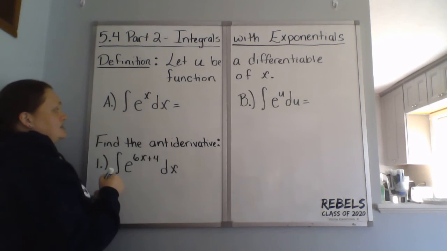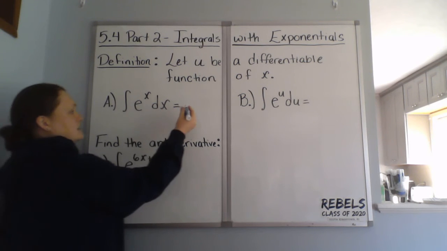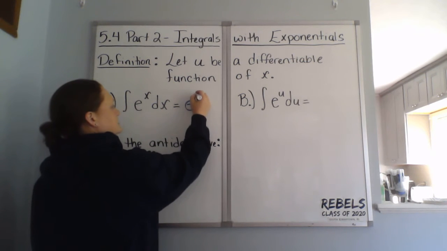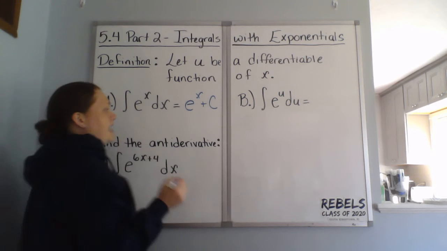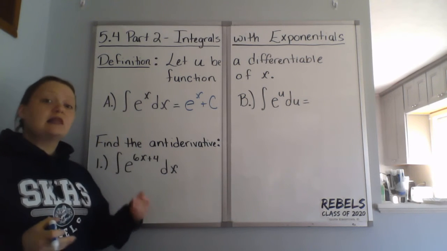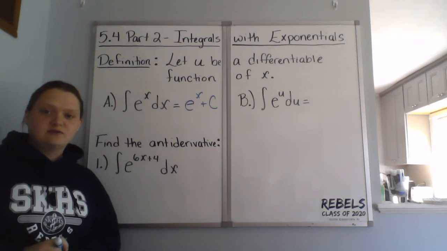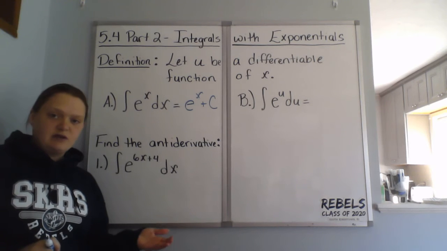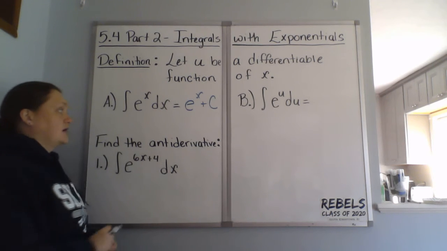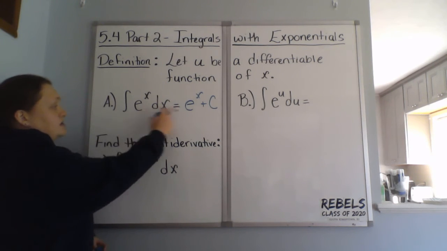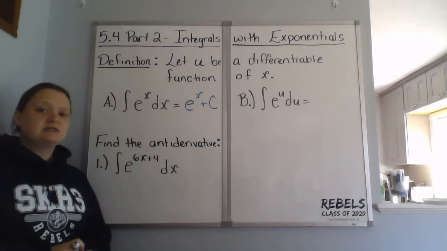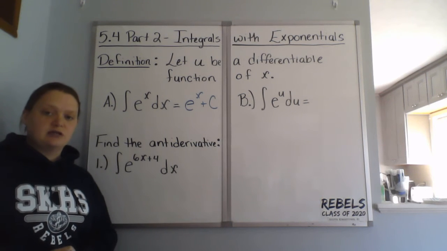All right, the antiderivative of e to the x dx is e to the x plus c. And that's because of what we did last class, where we were finding derivatives of exponentials. The derivative of an exponential is itself. Okay, so that means the antiderivative is also itself. There's just a plus c involved because we're doing the general antiderivative.